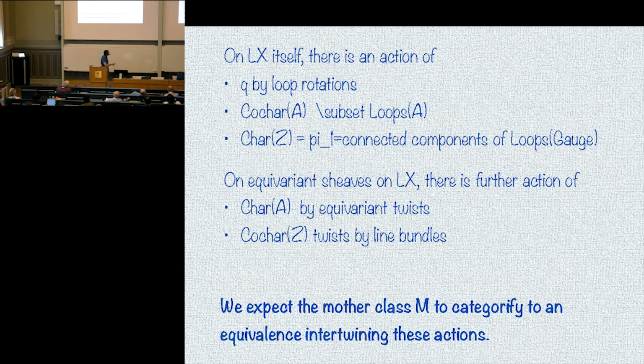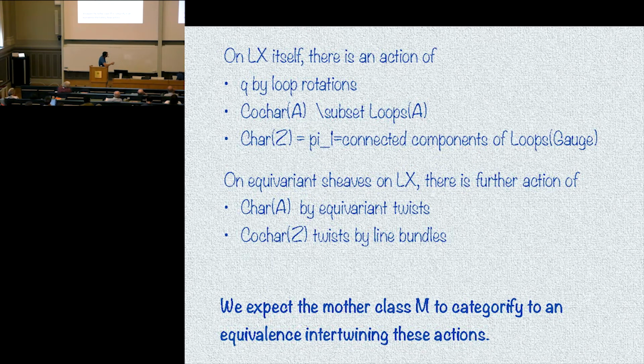And then on this loop space, there's a lot of group action. So there's the action of Q by loop rotations. Then there's the action of loops NA, inside of which we can take the co-characters. There's the action by deck transformation, which is the group of, so we took the universal cover, so they're deck transformations. These are the characters of Z. And then that's on the space itself.